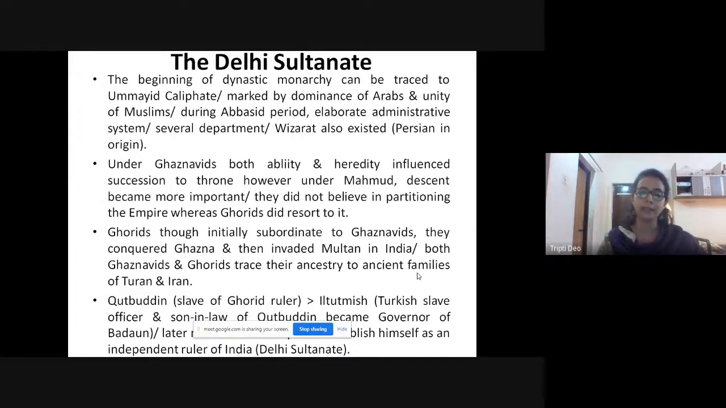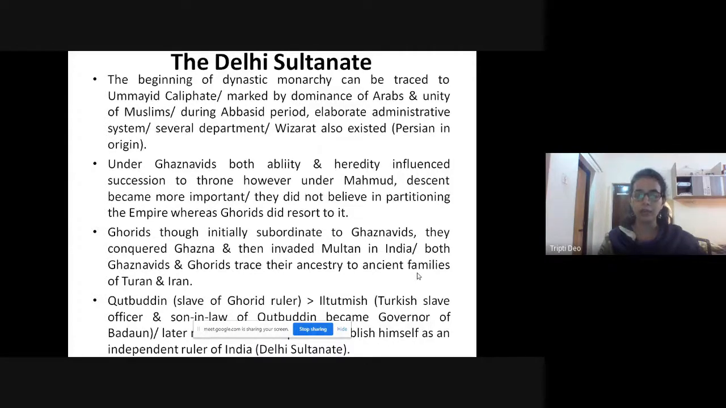During the Abbasid Caliphate period, elaborate administrative systems were instituted, several departments were kept, and even the concept of the Wizarat existed, and it had a Persian origin.